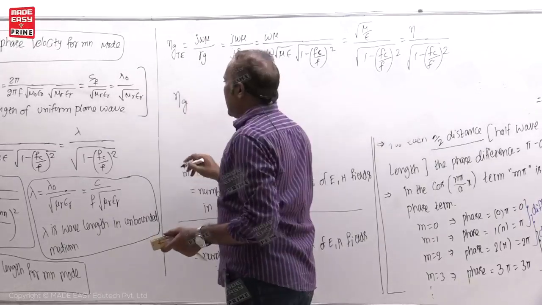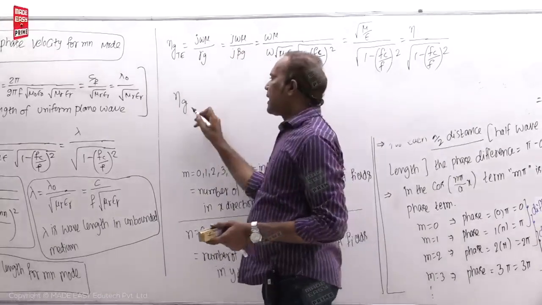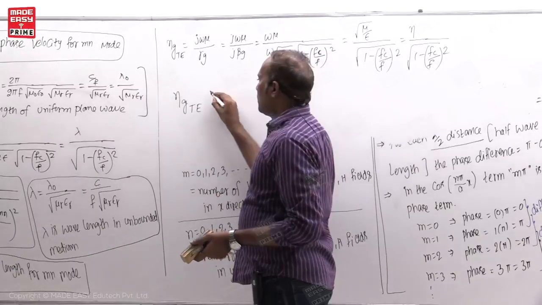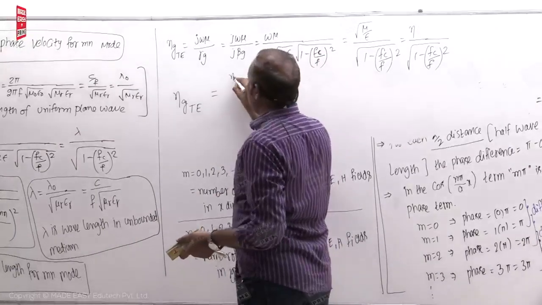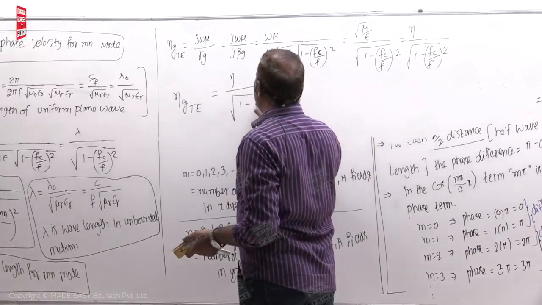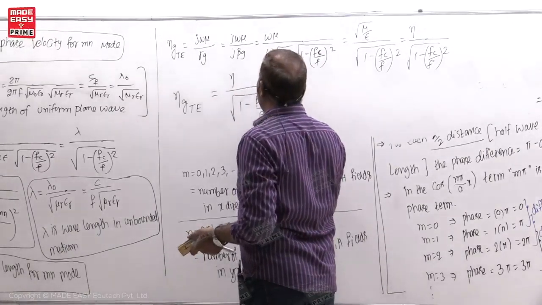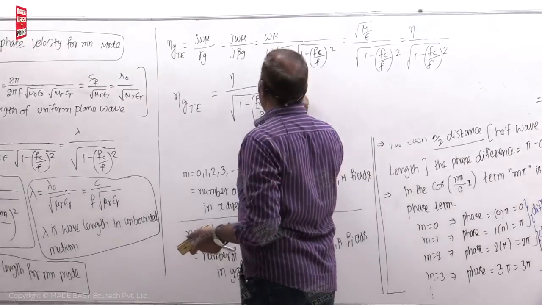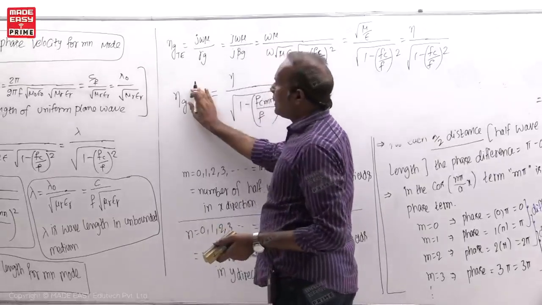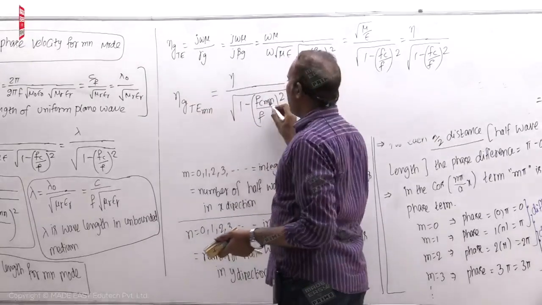Eta G. Eta means impedance, G means guide impedance. Suffix TE means for TE mode. That is equal to eta divided by root of 1 minus fcmn divided by f whole square. So here this is for TEmn mode. So eta G, guide impedance for TEmn mode, then mn you have to put.